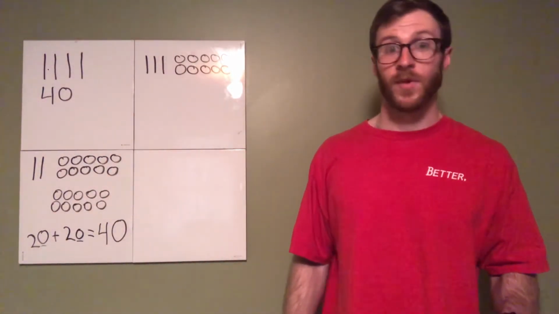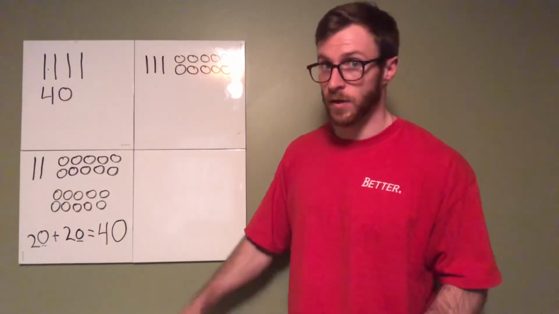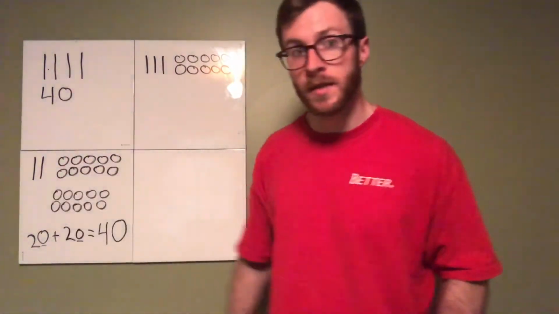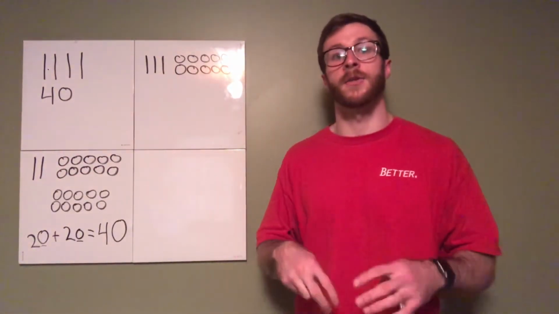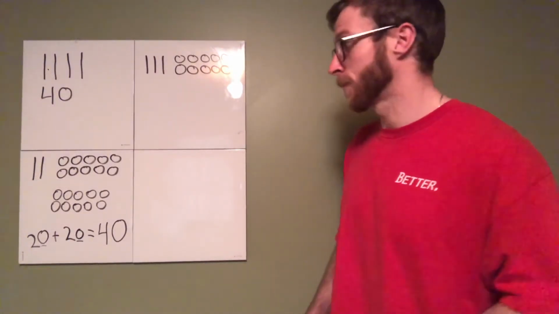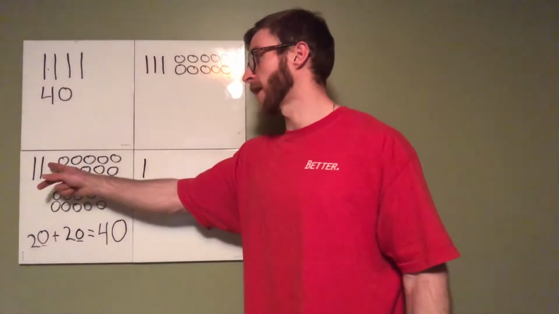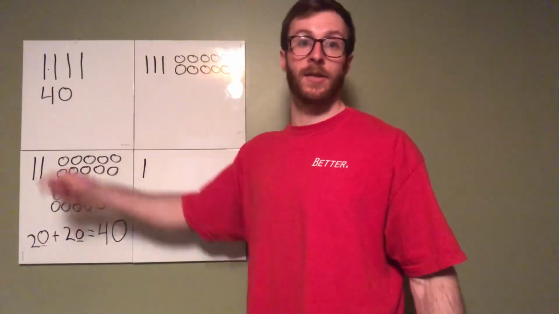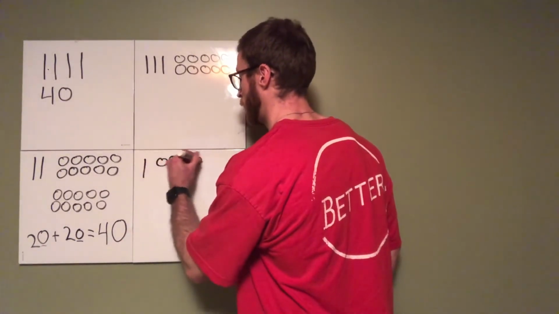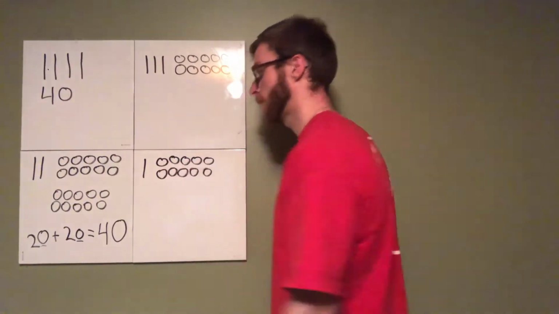Now, what if I wanted to take another 10 away? So if I look at this board right here, and I take away another one of these 10s, break it apart into its 10 separate pieces. And I want to show that in my drawing. So I will have 1 10 now, because I'm taking away this one. Now I'm going to split it into its 10 pieces. 1, 2, 3, 4, 5, 6, 7, 8, 9, 10.